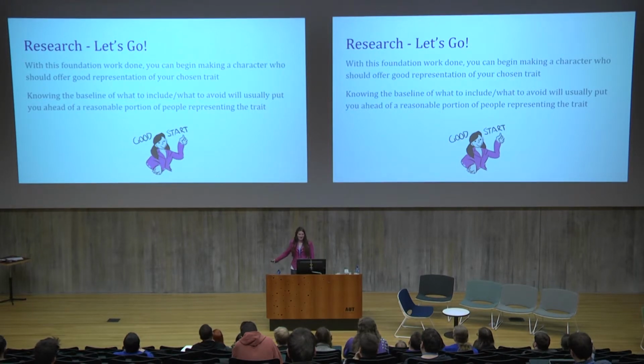Once you've done that foundational work, you can begin making a character who's going to offer some decent representation of that trait. Knowing the baseline of what not to do will normally put you way ahead of even a huge number of well-meaning people out there. A good example of this is, I won't name it, a lot of people will recognize it just from the description. There was a podcast recently that had two lesbian characters introduced by a very, very well-meaning guy early on.